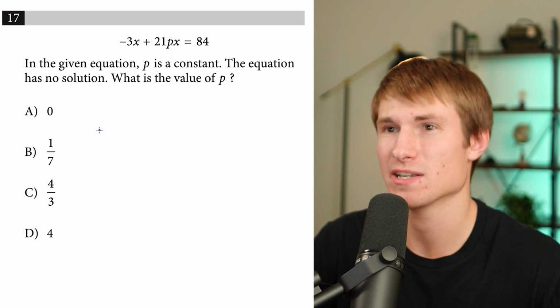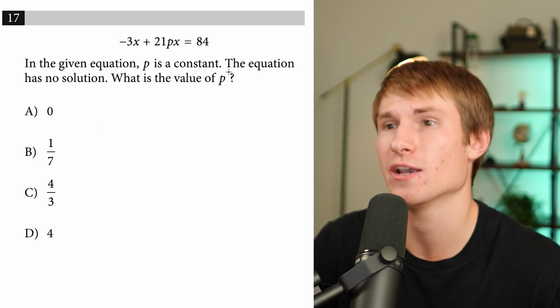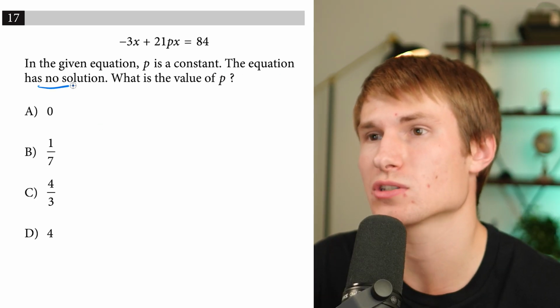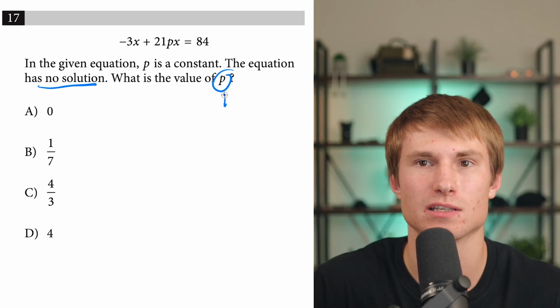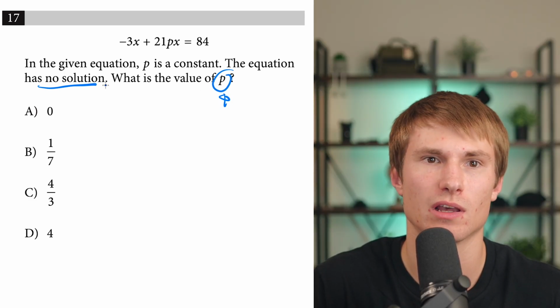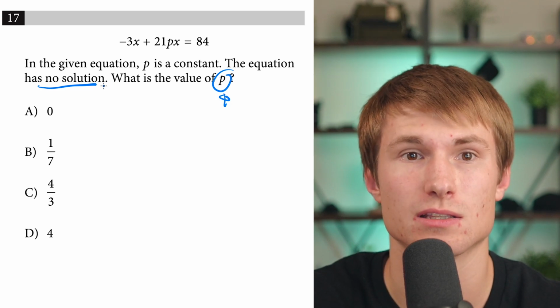Here's a trick to help you on the SAT math section. Question 17 states in the given equation, P is a constant. The equation has no solution. What is the value of P? In this case, we're asked to answer with the value of P. Always pay attention to what you're asked to answer with, and pay attention to key information. For instance, the equation has no solution.